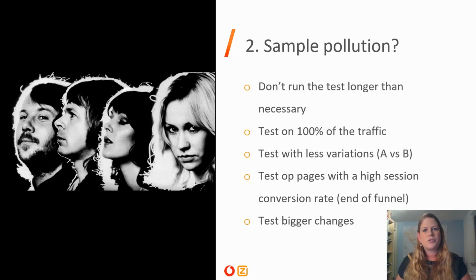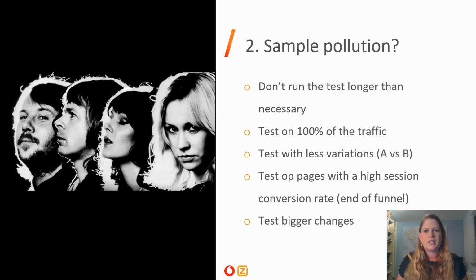So on the one hand, you should try to limit the chance that visitors actually see a different variation in the second visit. And how you can accomplish that is by running the test not longer than necessary, because the longer the test you run, the higher the chance that people return to the site when they have deleted their cookies and they end up in the wrong variation. But you should also test on 100% of the traffic and with fewer variations. Because if people deleted their cookies and returned to the website, if you're only testing A versus B, then people still have a 50% chance of actually ending up in the right variation.